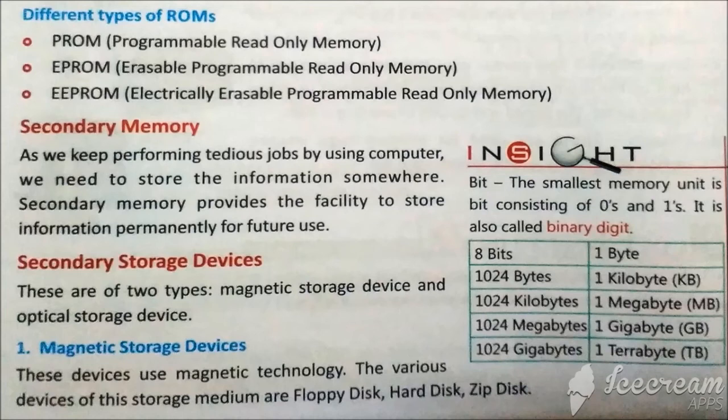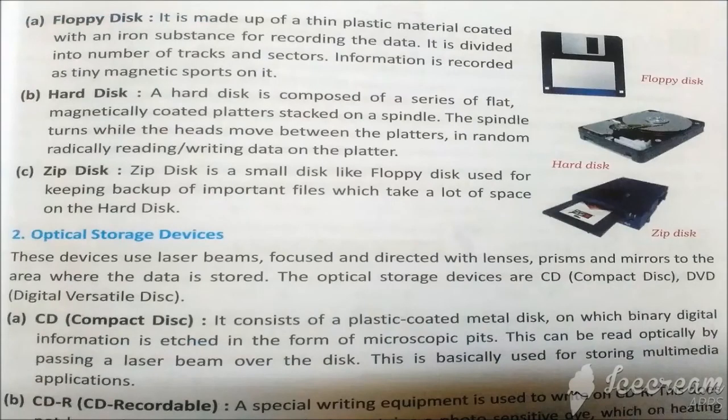Storage devices are of two types: magnetic storage devices and optical storage devices. Magnetic storage devices use magnetic technology. The various devices of this storage medium are floppy disk, hard disk or zip disk. Now let's discuss one by one. Floppy disk is made of thin plastic material coated with an iron substance for recording the data. Its size is basically 1.44 MB to store data. It is divided into a number of sectors and tracks, and information is recorded as tiny magnetic spots on it.